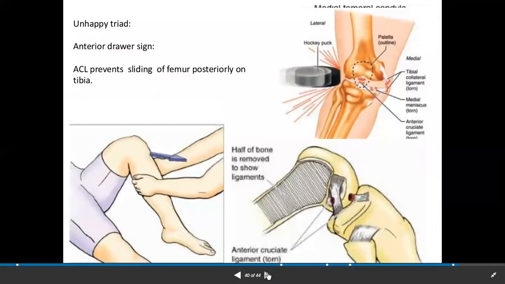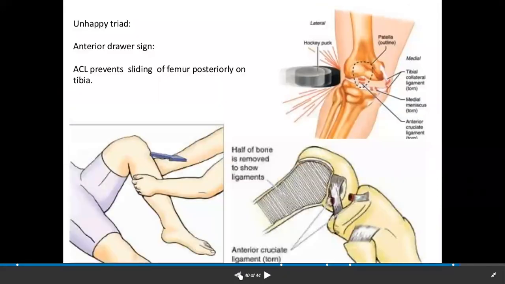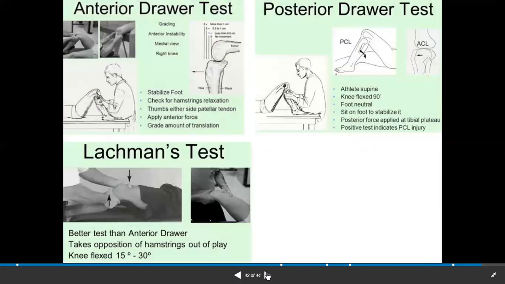There is a condition which is called the unhappy triad. Here the anterior drawer sign: the anterior cruciate ligament prevents sliding of the femur posteriorly on the tibia. Then the posterior cruciate ligament prevents sliding of the femur anteriorly on the tibia, that is the posterior drawer sign. We will see collection of blood inside the joint, that is hemarthrosis.